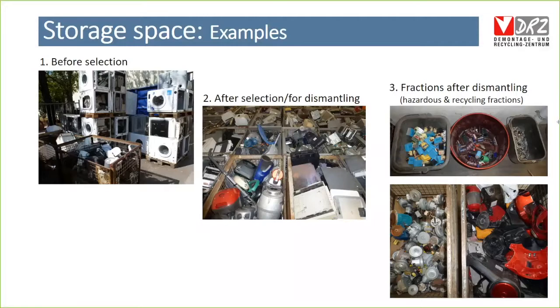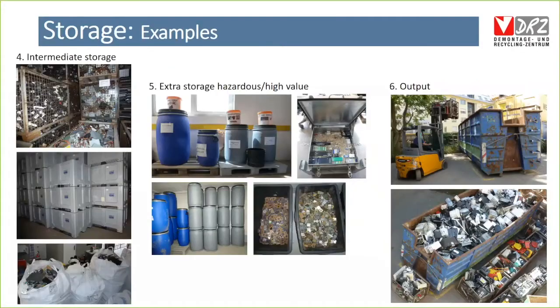The third step is the fractions after dismantling. So we have on the upper image hazardous fractions, we have capacitors, and then we have small fractions like screws that always would fall through the lattice box. So we first accumulate them here and then put them into the ferrous metal box. And other recycling materials like motors and plastics from vacuum cleaners go separate after dismantling.